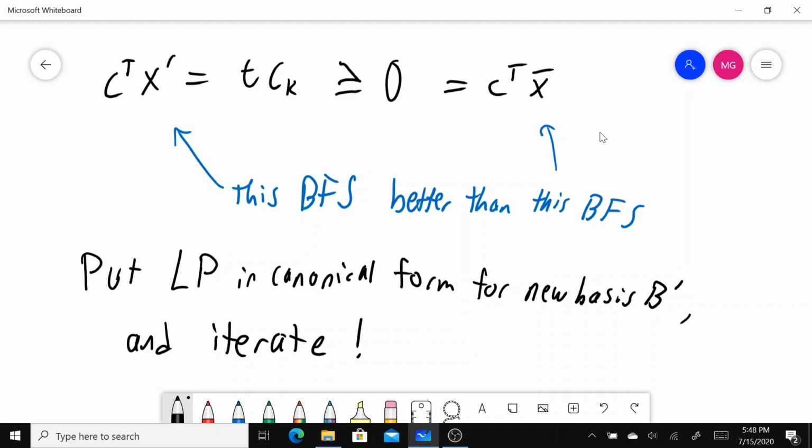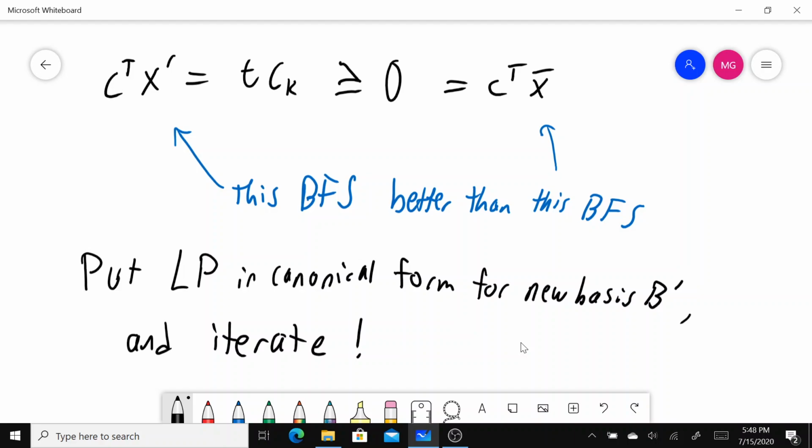And you just keep doing this over and over again, generating successively better basic feasible solutions. And at some point, you're going to find that you're in one of those two corner cases that we addressed above. Every time you put your linear program in canonical form, it's going to change what the values of C are and what the matrix A is.